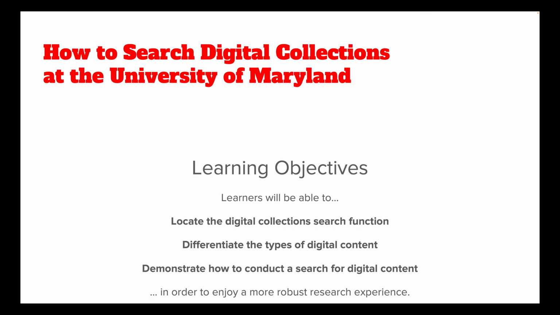To review, you should now be able to: 1. Locate the digital collections search function, 2. Differentiate the types of digital content we have available, and 3. Demonstrate how to conduct a search for digital content in order to enjoy a more robust research experience. You've also learned how to apply filters to your searches and have been given a brief overview of the functions available to you when investigating individual digital items.